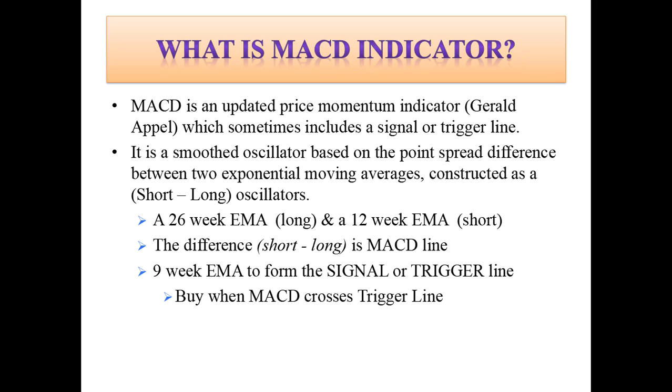So for measuring the differences, we need a 26 period exponential moving average, which is the long oscillator, and then we need a 12 period exponential moving average, which is the short oscillator. The difference between this short EMA and the long EMA forms the MACD line, and the 9-period exponential moving average forms the signal or the trigger line. So when we form this indicator, you have to buy when the moving average convergence divergence crosses the trigger line.